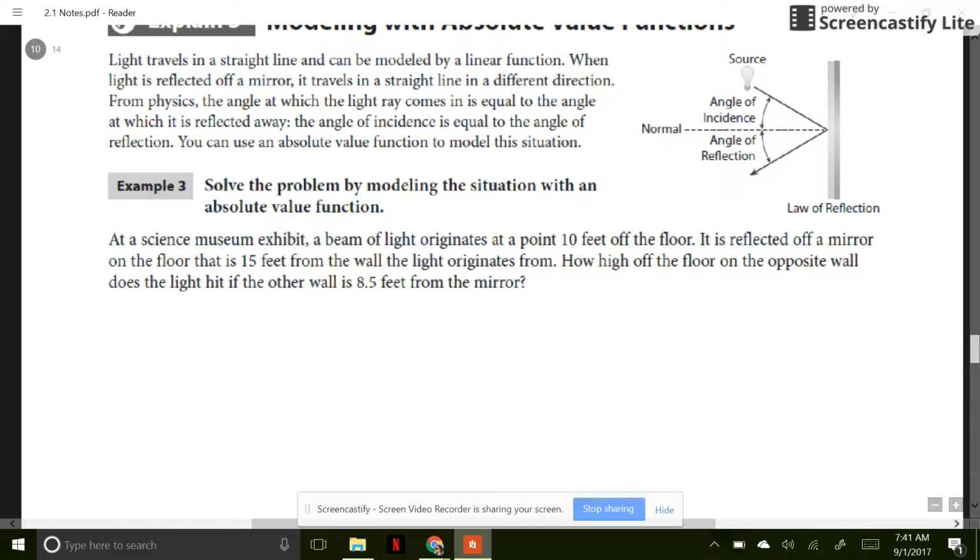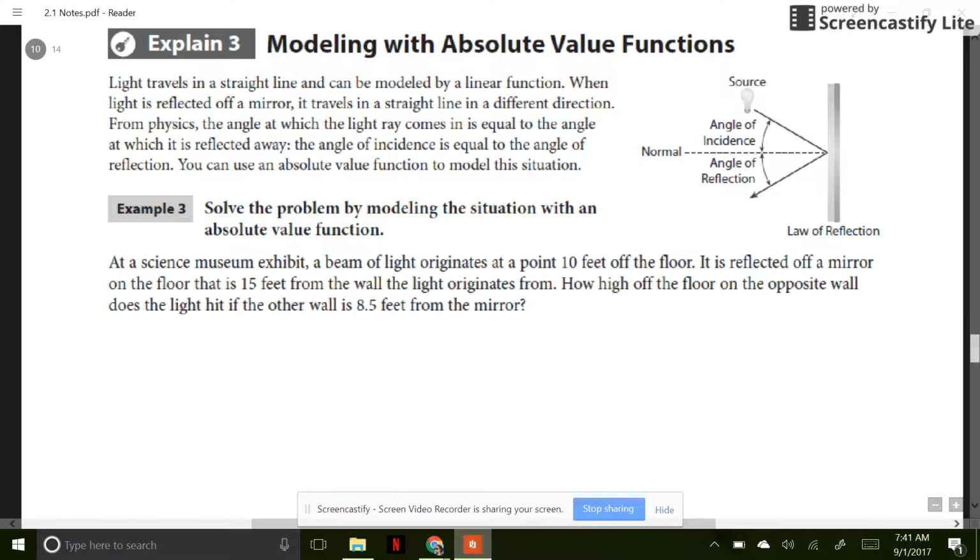So we can also use this for modeling. So for example, here we've got light travels in a straight line and can be modeled by a linear function. When light is reflected off a mirror, it travels in a straight line in a different direction. So from physics, the angle at which the light ray comes in is equal to the angle at which it is reflected away. The angle of incidence is equal to the angle of reflection. So we can use an absolute value function to model this situation.